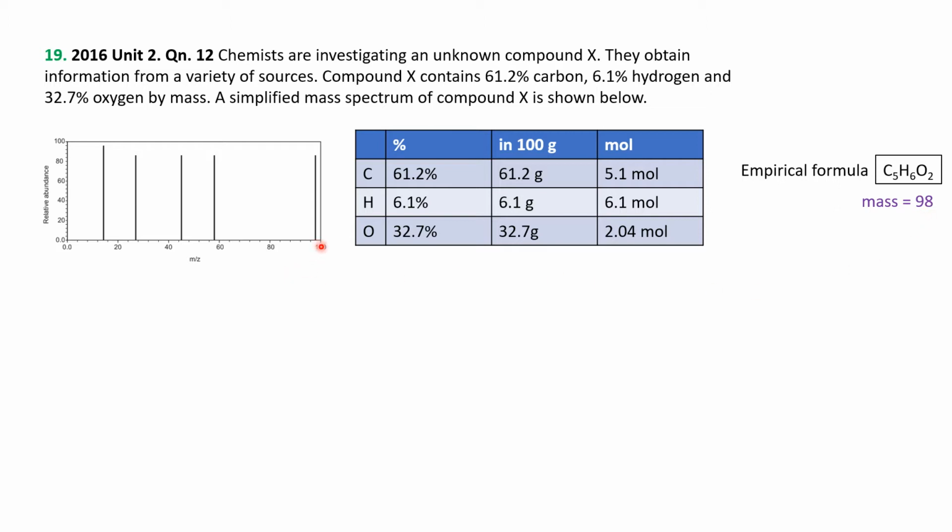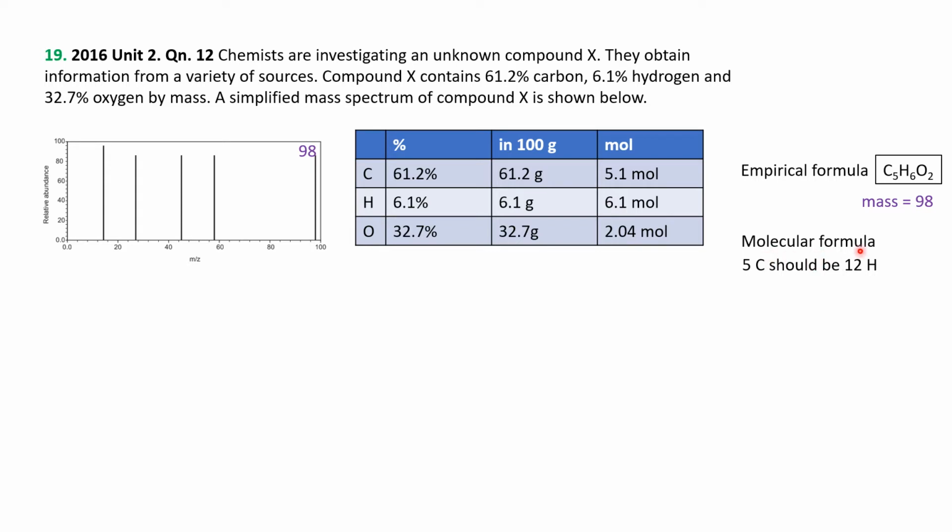When we look at the mass spectrum though, the highest peak that we see on the mass spectrum is 98. So that tells us that the empirical formula and the molecular formula are the same thing. Okay, if the molecular formula was C10H12O4 with a mass of 196, you'd have more peaks past the 98.